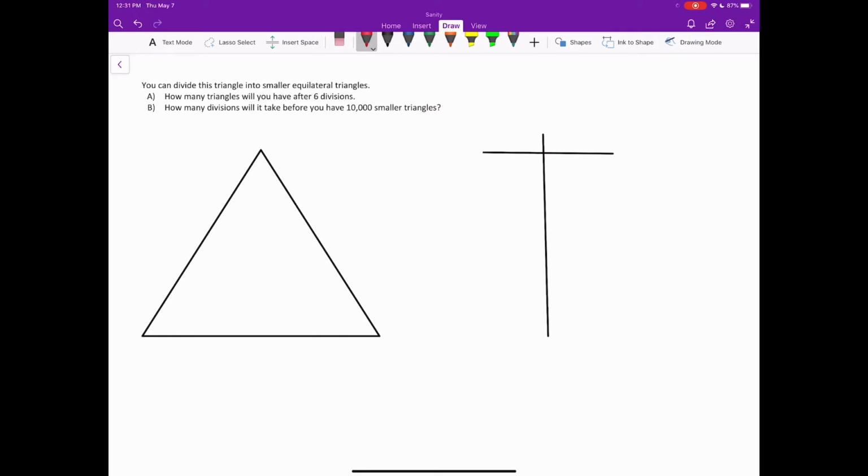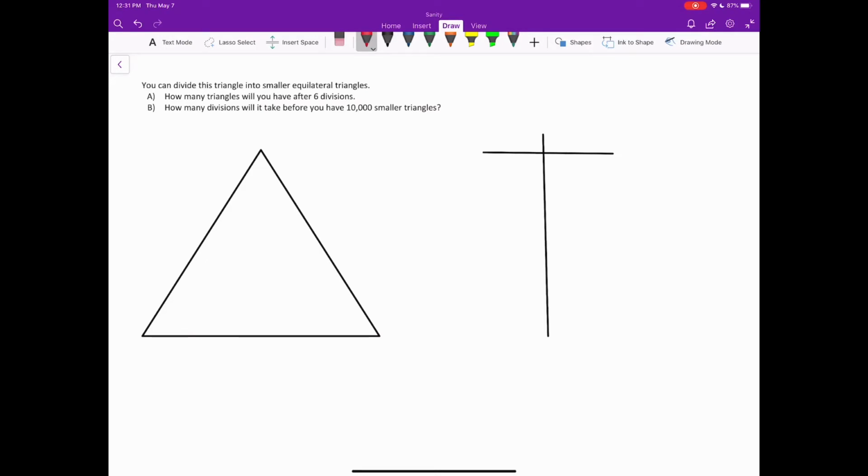If you were to divide this into smaller equilateral triangles, I have to keep all the sides the same. You could draw these lines in here that I'm doing right now, and that gets you some smaller triangles. My drawing's not perfect, but you get 4 smaller equilateral triangles. So that's essentially what I'm asking you to do.